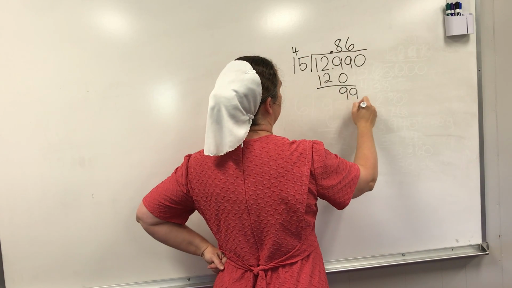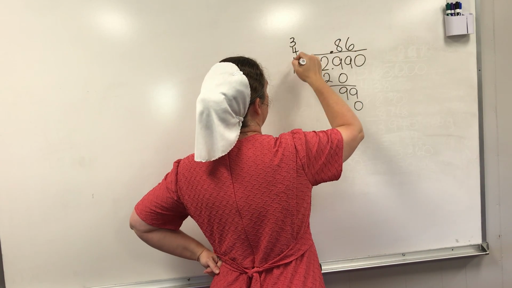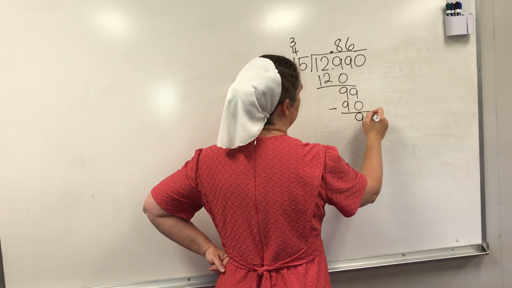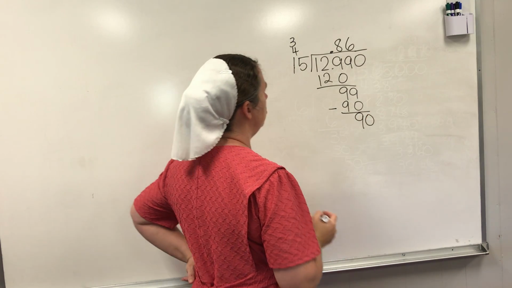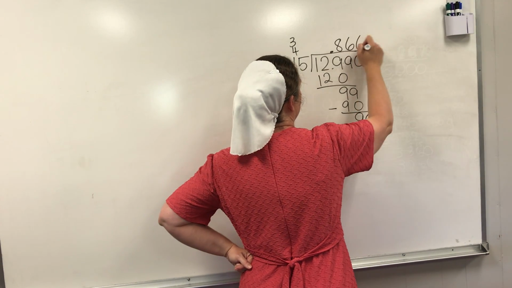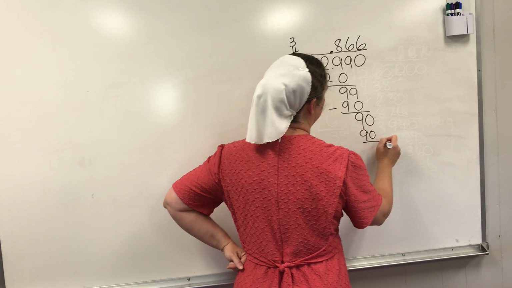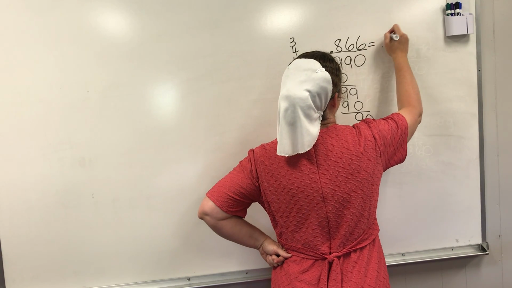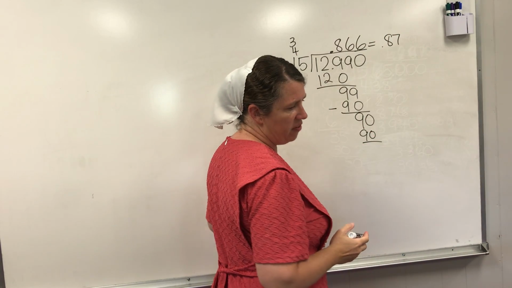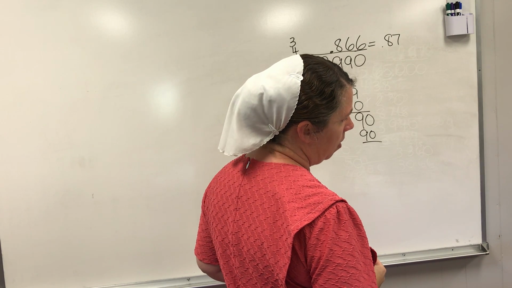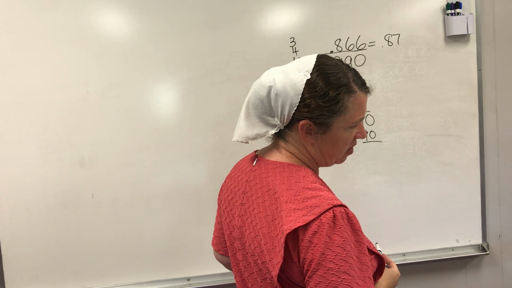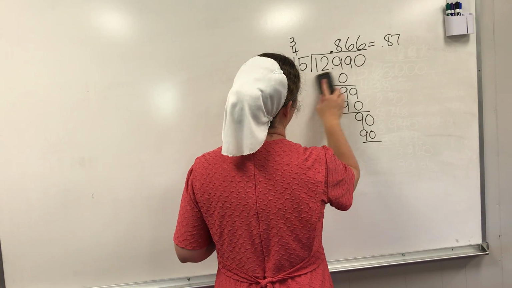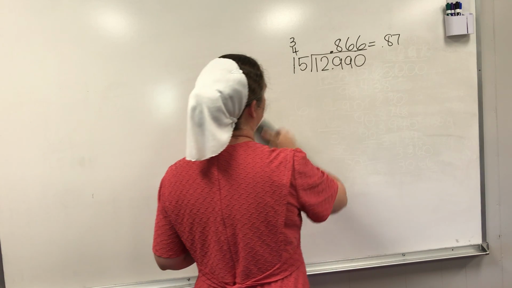6 times 5 is 30. 6 times 1 is 6, plus 3 is 9. Subtract. Drop your 0. 15 goes into 90. Oh, look at that, guys. We have 90 again. All right, let's round. This box of laundry soap is 87 cents per pound. I'm going to just erase this so we have room for our other problem.